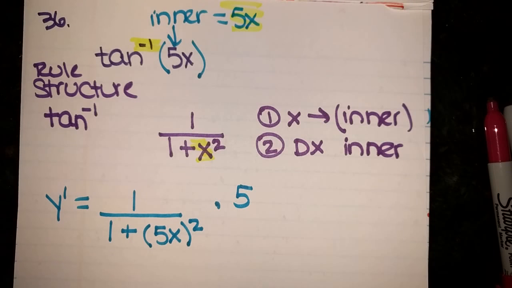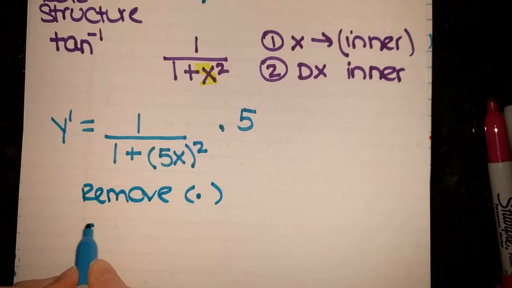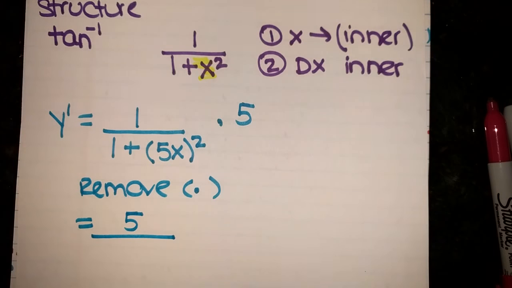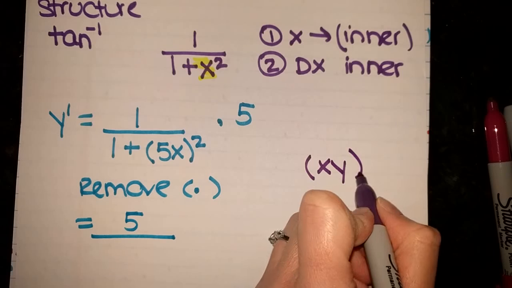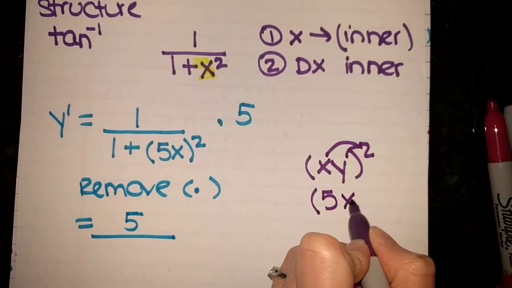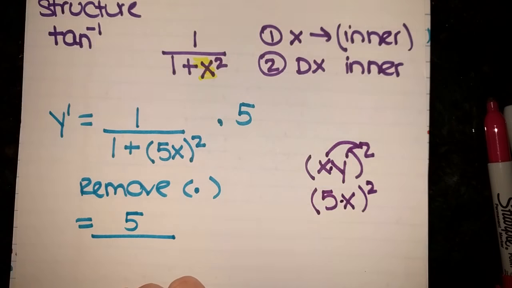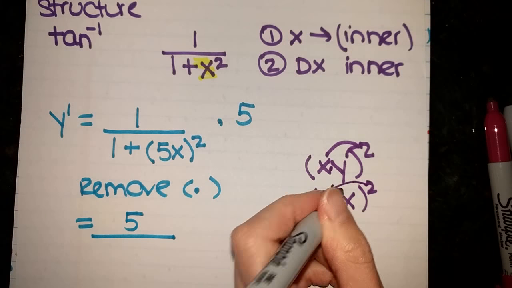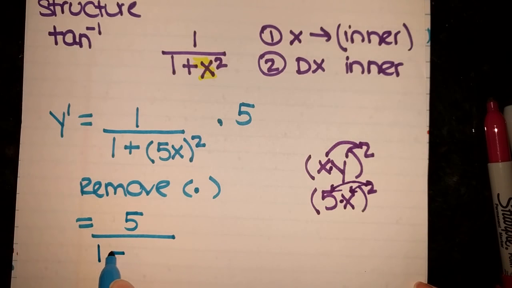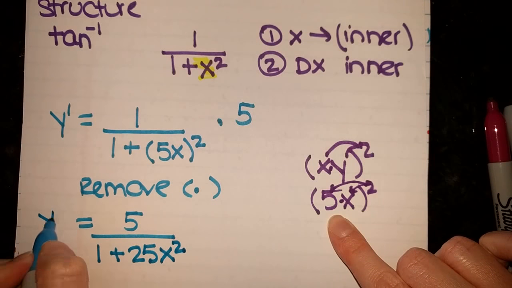Now you cannot leave your answer like this on the test. You've got to simplify and remove any parentheses that you have. So what I would do is I would have 1 times 5, so that just gives us 5 over... Now here is a very common mistake that people will make. If you have x times y squared, you would distribute that 2 to both the x and to the y. Well, here you have (5x) squared, and just like x is being multiplied by y, 5 is being multiplied by x. So you need to distribute that little 2 to the 5 and also to the x. So this will become 1 plus 25, because it's 5 squared, and then x squared. And that is your y prime.